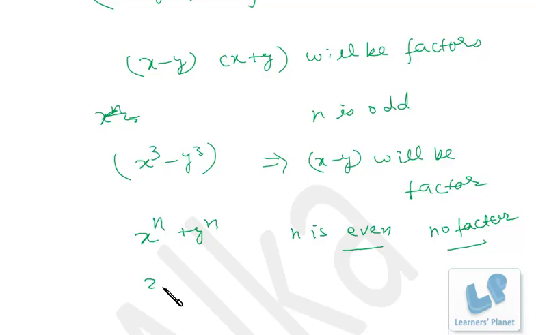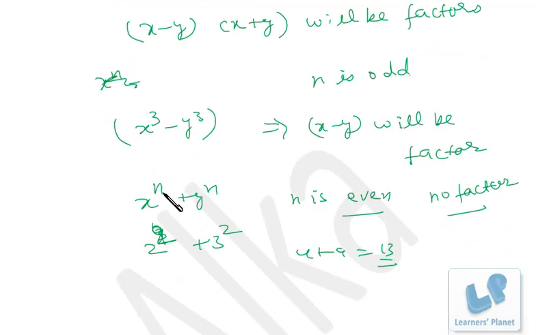Suppose I have 2 raised to 2 plus 3 raised to 2. So it's 4 plus 9, so 13 will be a factor. But that's nothing to do with 2 and 3, so that's nothing to do with x and y. So be very clear about it.